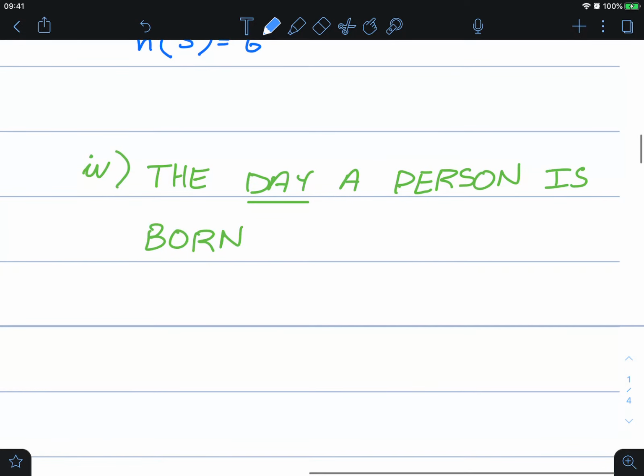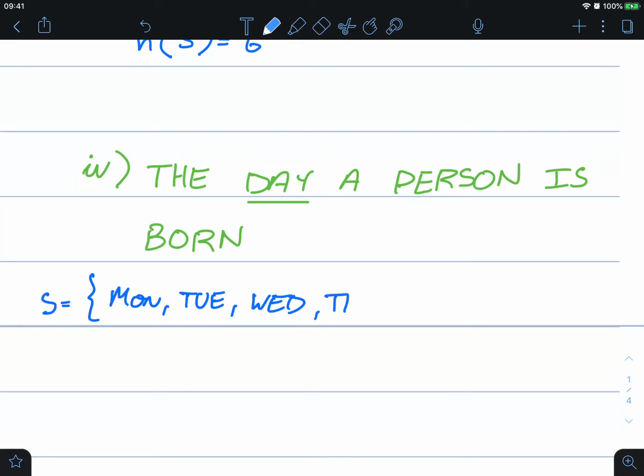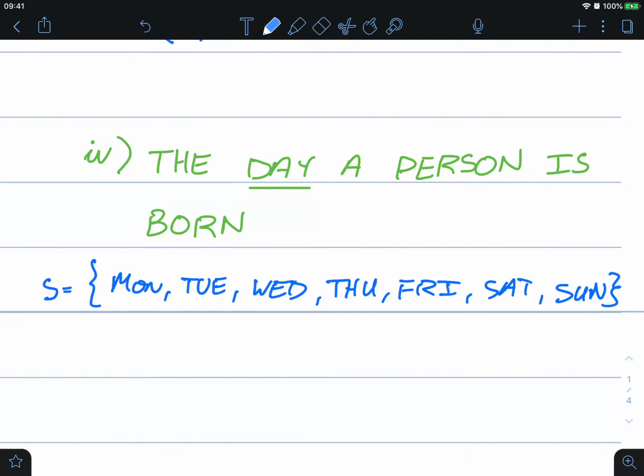The day a person is born. Well, the sample space for this, on any given week, a person can be born on Monday, Tuesday, this one I will write all of them, Wednesday, Thursday, Friday, Saturday, and Sunday. So on any given week, a person can be born on one of these 7 days. And the total outcomes for the day a person is born on is 7.